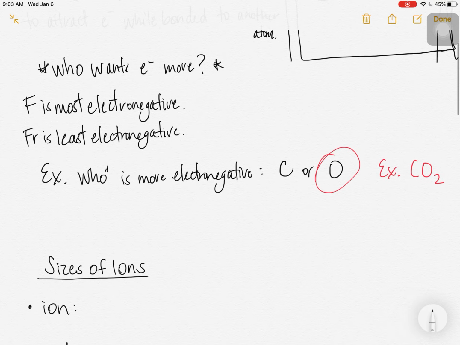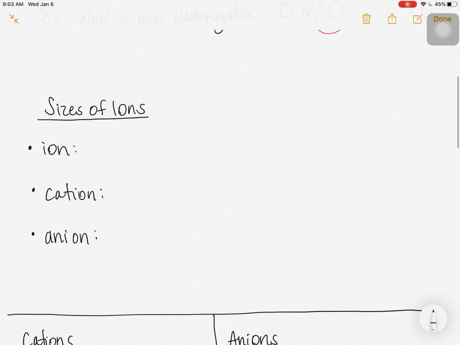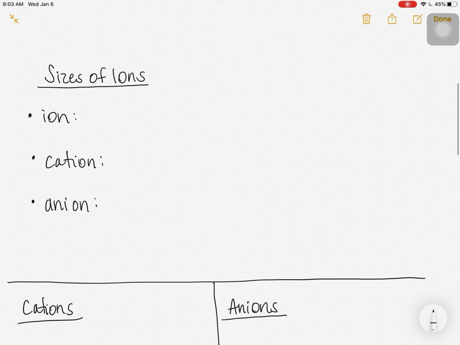From here, though, now we're going to switch and talk about the last trend, which is the sizes of ions. So we have to do a little bit of vocabulary refreshing here, and we have to recall what an ion is. So I basically call an ion a charged atom.